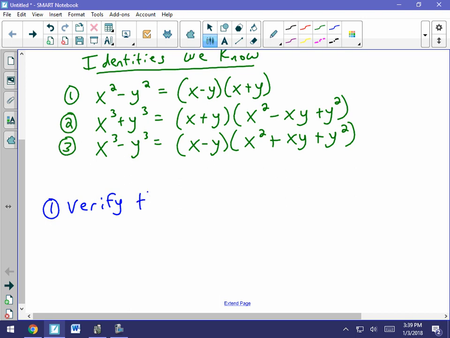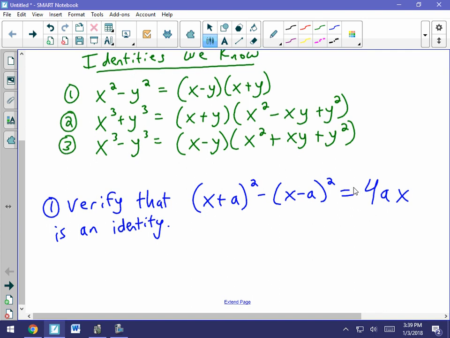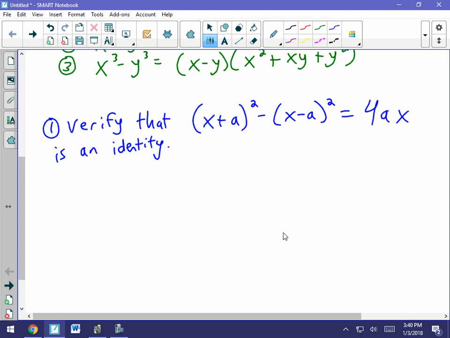Okay, so we're going to verify that x plus a quantity squared minus x minus a quantity squared is equal to 4ax. So we want to verify that this is an identity, meaning that this equation is always true. What we're really doing is a proof. I know proof takes you back to geometry with the statements and the reasons. This is a different kind of proof, an algebraic proof. I want to show that both sides are equivalent to each other.